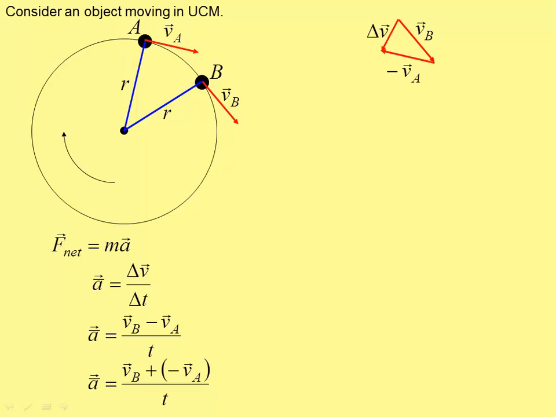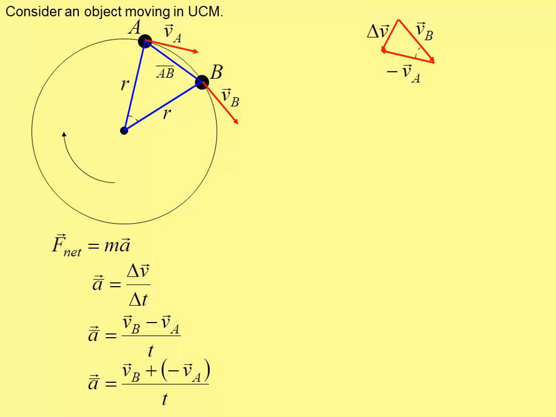Now we can create a second triangle by looking at our original diagram and drawing a chord from point A to point B, which we can call the chord AB. And we now have two triangles. Right? The one composed here with the two radii and the chord AB, and the one here from the velocity vector diagram. Now those two triangles are actually related to one another.